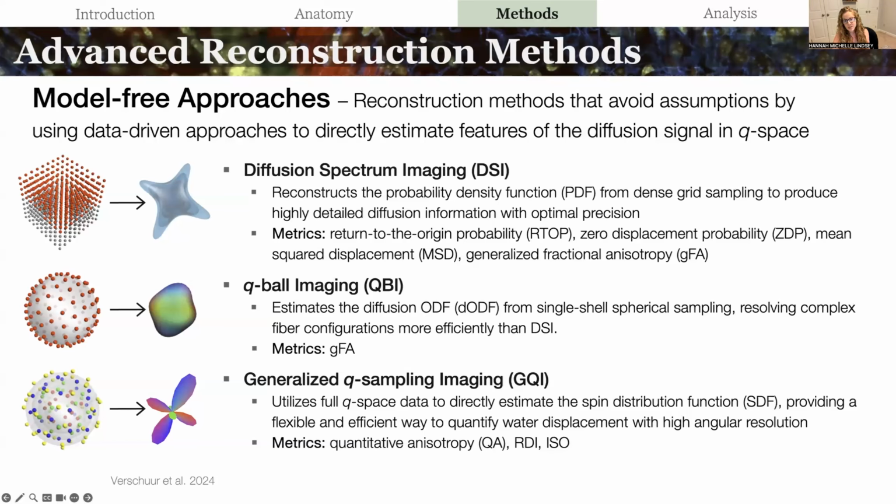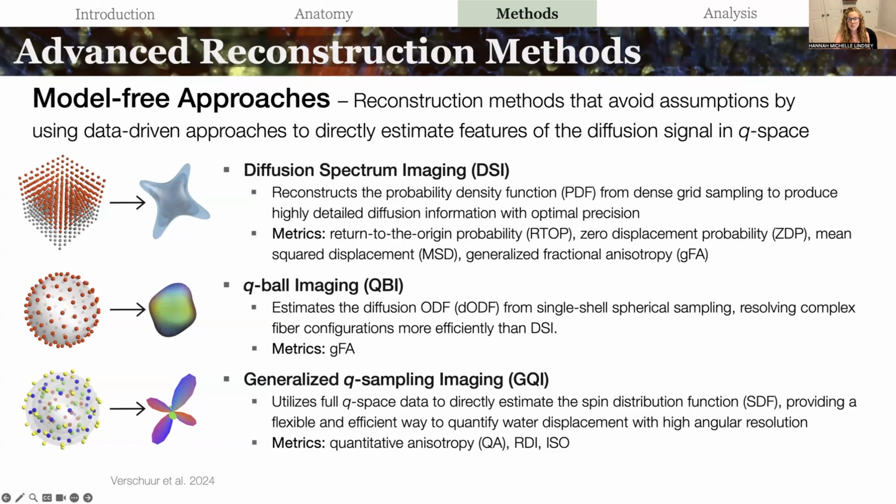GQI directly computes the spin distribution function, or SDF, which represents the absolute density of water molecules diffusing in different directions. And this simplifies water displacement representation while preserving angular information, enhances resolution, reduces artifacts, and improves sensitivity to complex fiber configurations because it's so computationally efficient.